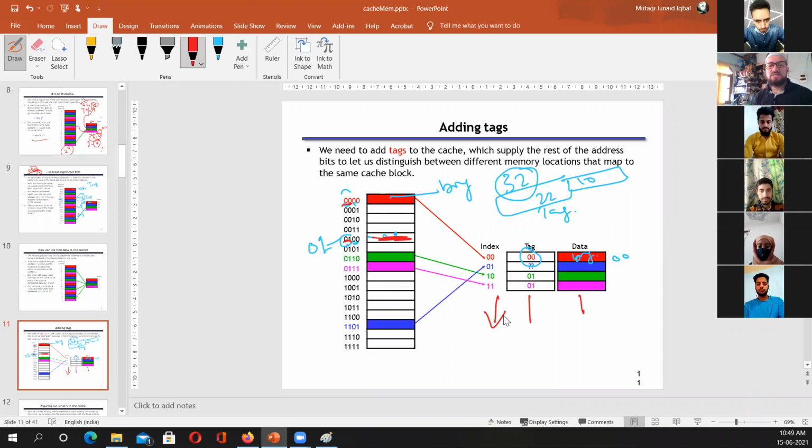Upper two bits will tell us ki kya wahi banda wahan pe hai, kyunki main keh raha hu ki 0, 2, 4, 8, in mein se koi bhi ja sakta hai 0 mein. Ab isme kon wala hai? Kya isme 0 wala baitha hai, 2 wala baitha hai, 4 wala baitha hai, ya 8 wala baitha hai? Kyunki block to ek hi hai na. So, wo kon batayega hume tag? Theek hai? So, Haris will tell us, what is the difference between tag and this? Yes, Haris. Tag aur index mein kya farak hai?